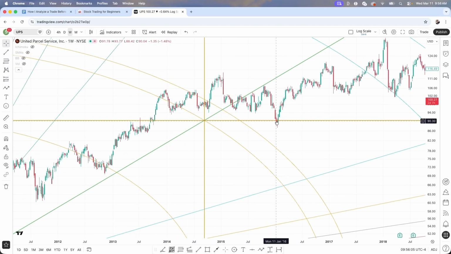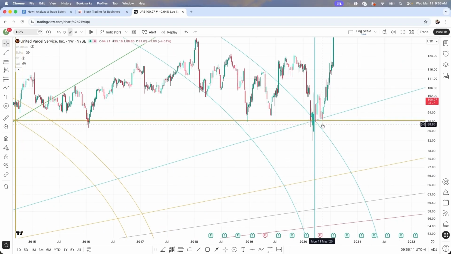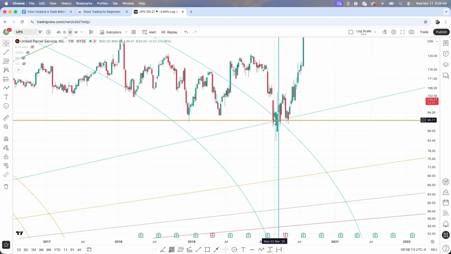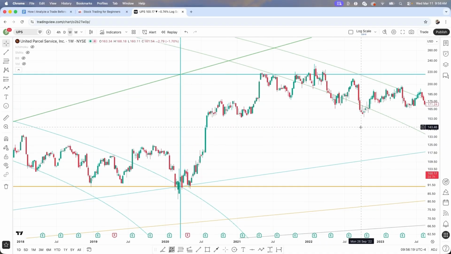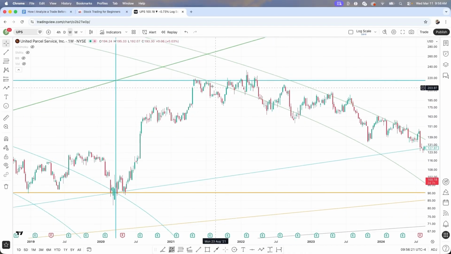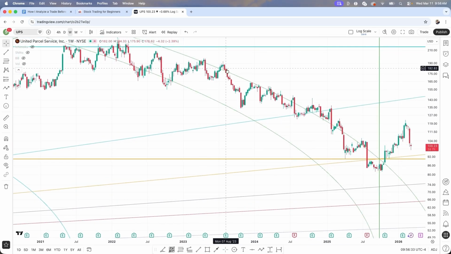We back tested it here in 2016. We back tested it perfectly here in 18, and we were in that zone in and around COVID. Again, these should be treated as zones as opposed to perfect price points. And then we ran up to the blue horizontal line, and you can see that 215 was resistance for many months here, an important level, and then the stock has just ridden this arc down.